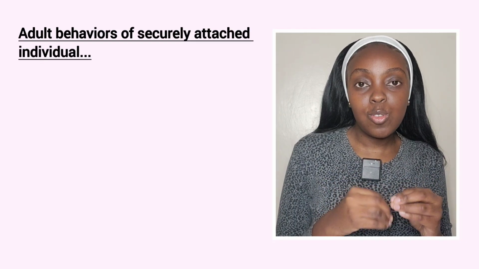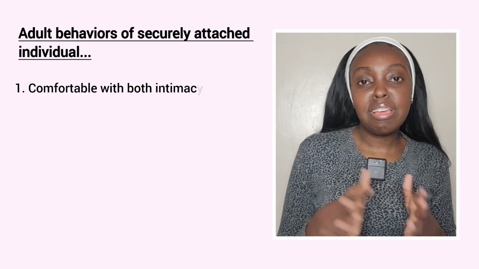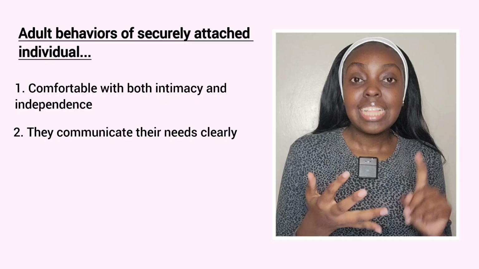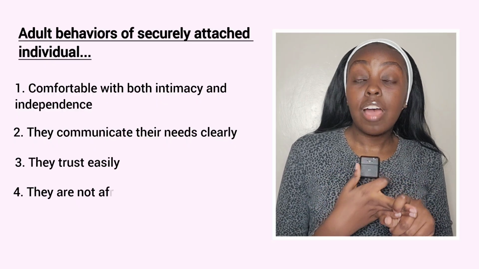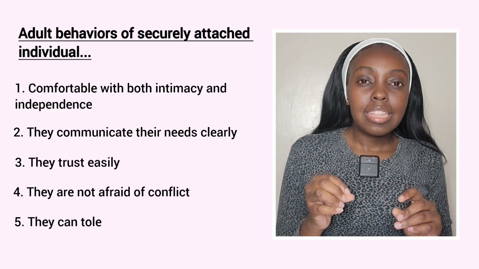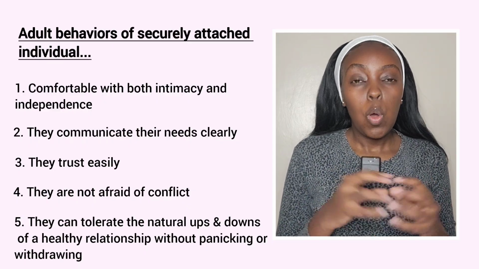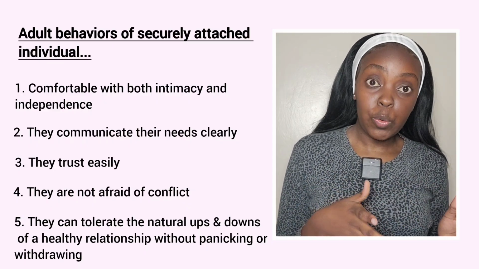So how do they behave as adults? Securely attached individuals are comfortable with both intimacy and independence. They communicate their needs clearly, they trust easily, they are not afraid of conflict, and they can tolerate the natural ups and downs of a healthy relationship without panicking or withdrawing. Let's move to the insecure attachments.